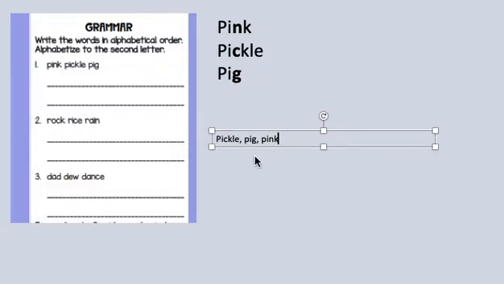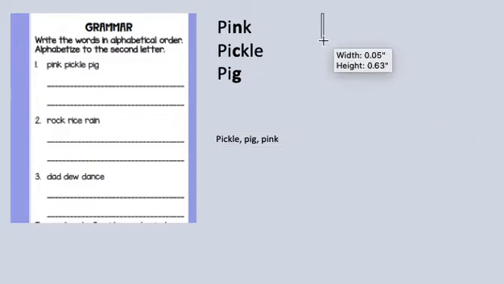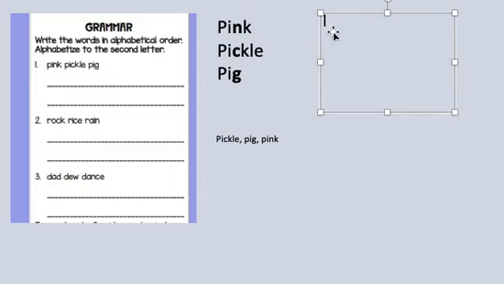And I'm going to write pickle, pig, and pink right here with a comma between my list of words. I'll do one more and I'll let you do number 3 by yourself. So rock, rice, and rain. Let me put that here.